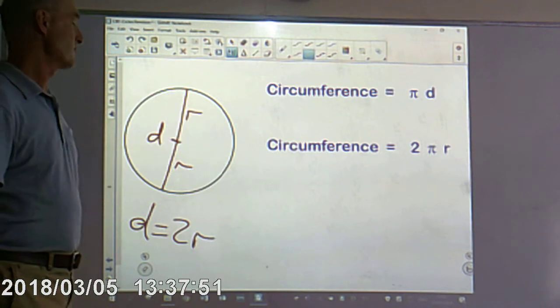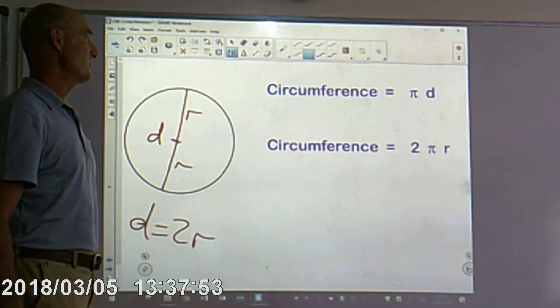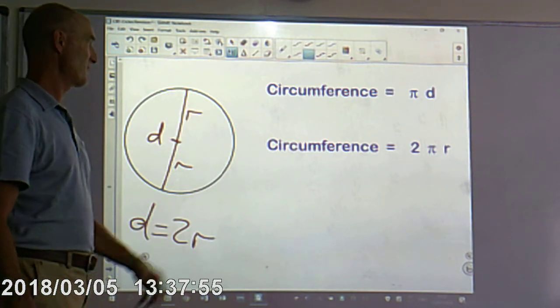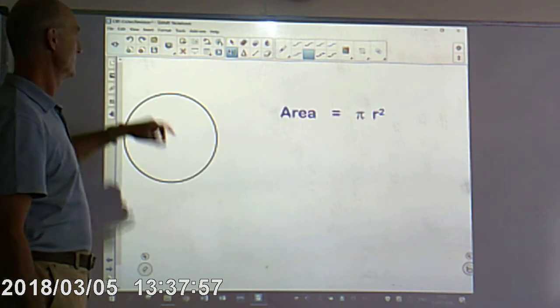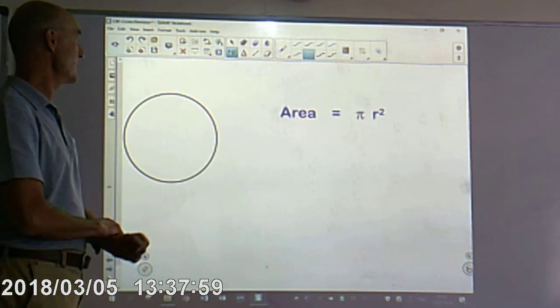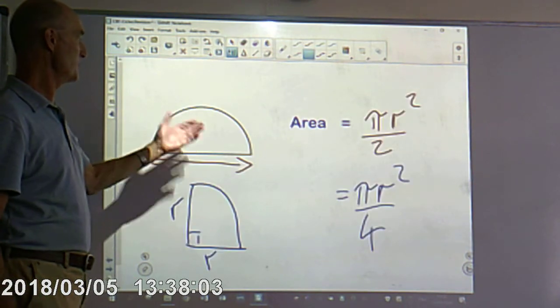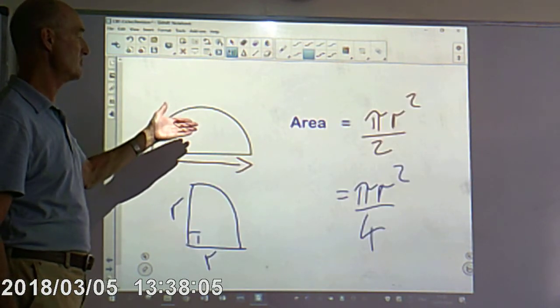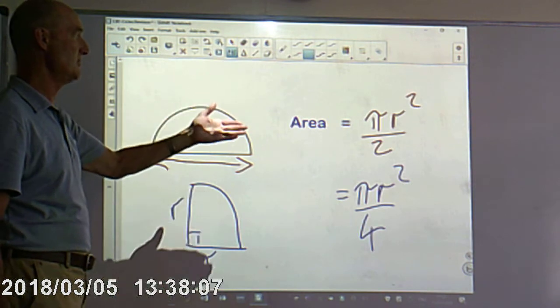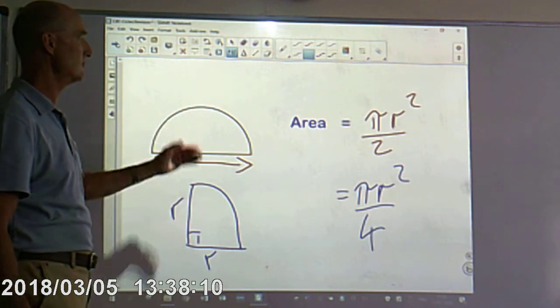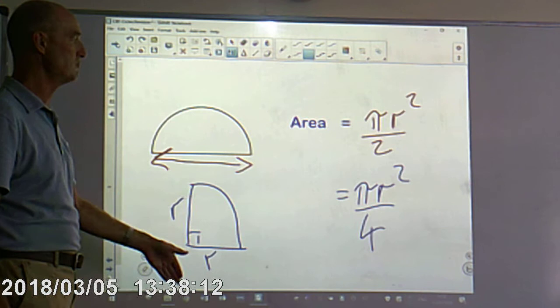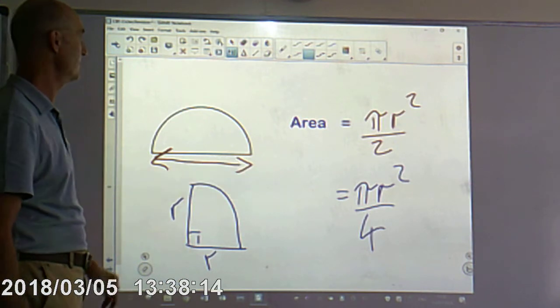You need to know those formulas. The formula for the circumference, pi d or 2 pi r, you must have those in your head. Formula for the area, pi r squared. That leads you on into, yeah, can we deal with a semicircle, half a circle? Can we deal with the area? Yes, we can. It's pi r squared, the area of the whole circle divided by 2. A quadrant, a quarter circle, pi r squared divided by 4.